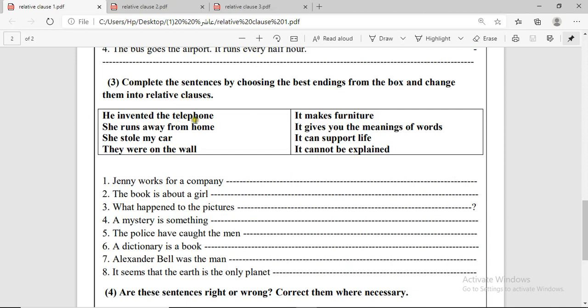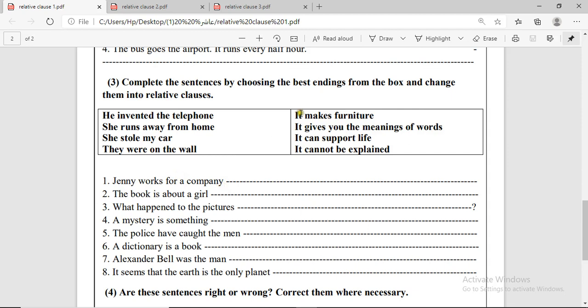He invented the telephone. She runs away from home. She stole my car. They were on the wall. It makes furniture. It gives you the meanings of words. It can support life. It cannot be explained. I will do the first one for you, but number 2, 3, 4, 5, 6, 7, 8 are homework. Jenny works for a company which, because we are talking about a company. Jenny works for a company which what?